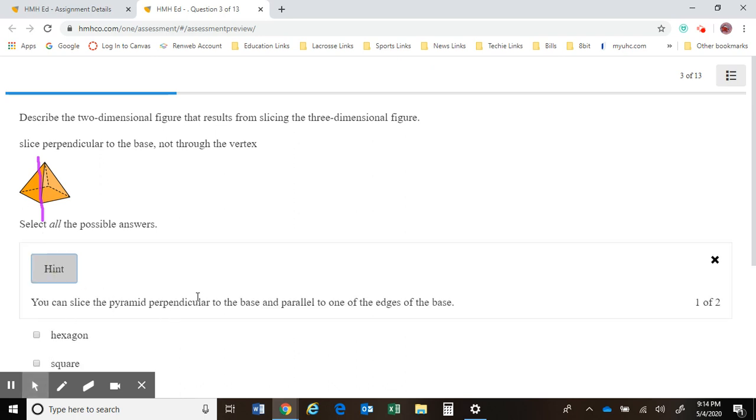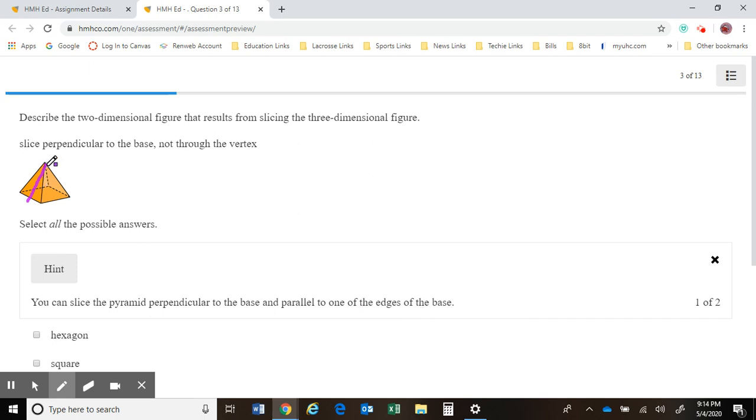You slice the pyramid perpendicular to the base and parallel to one of the edges. So that's one way I could have done it. Let's actually clean this up a little bit. Maybe it's a little easier to see if I did it. I'm not going through there, but I'm going like right here. One way you could see it is that possibly it could be a triangle. But the other thing that it could possibly be, because you can slice the pyramid perpendicular to the base and parallel to one of the edges of the base.